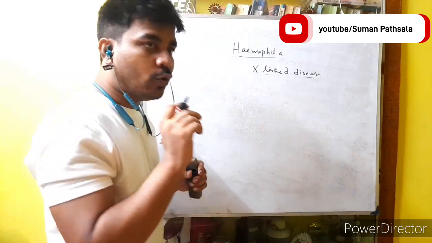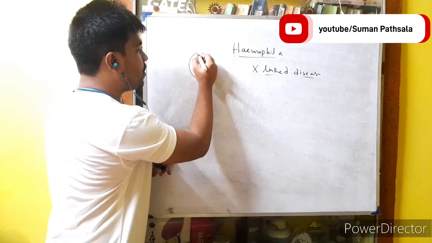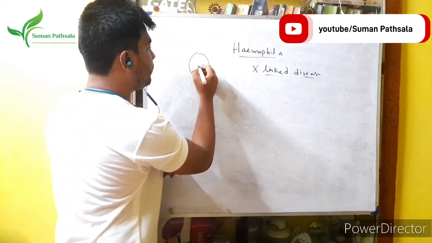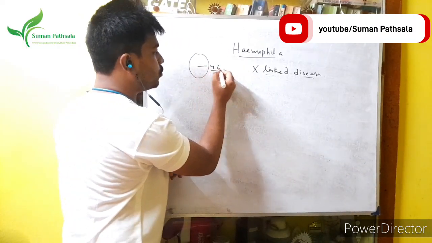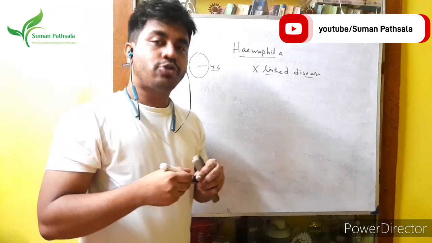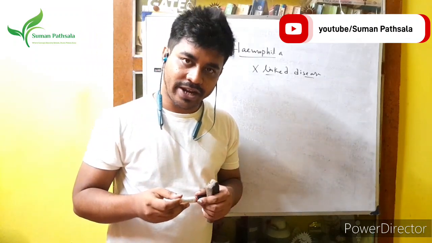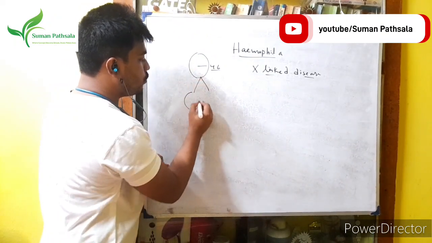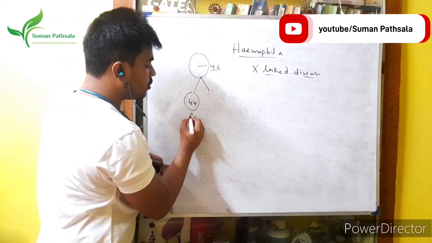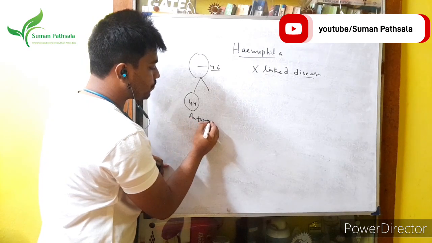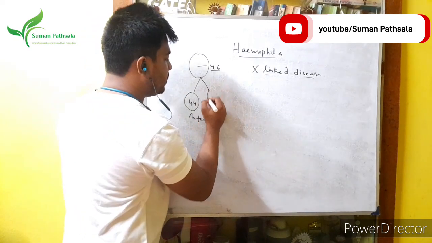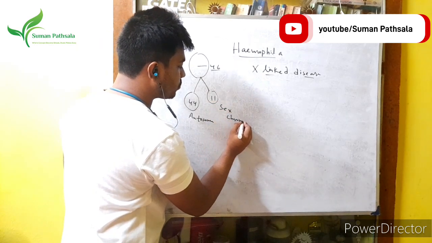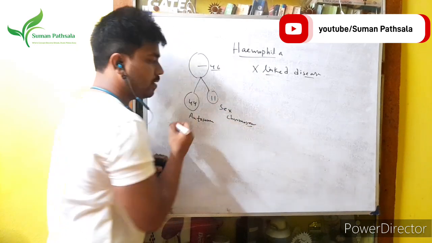We all know that in our body, in all cells, we have 46 chromosomes, right? Or we like to say 23 pairs of chromosomes. Within the 46 chromosomes, 44 are called autosomes, and the remaining 2 are called sex chromosomes. We all know this very well.